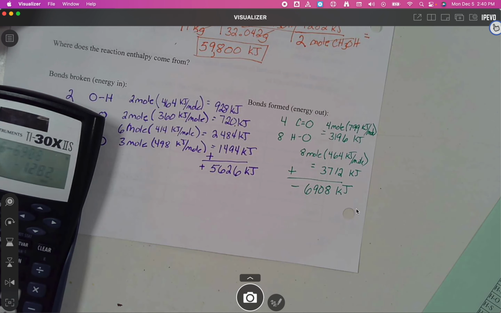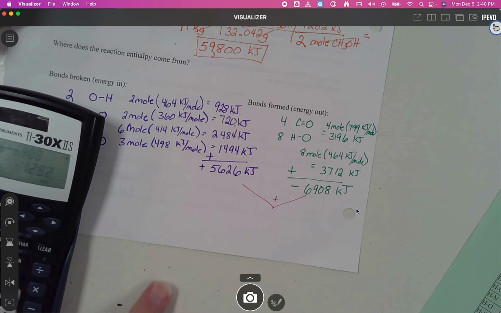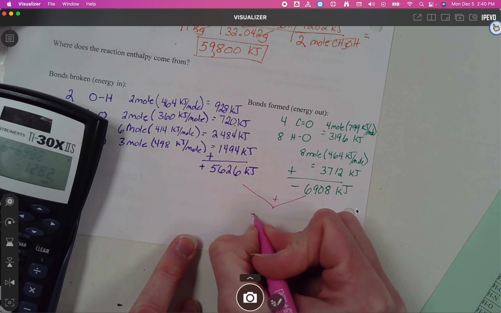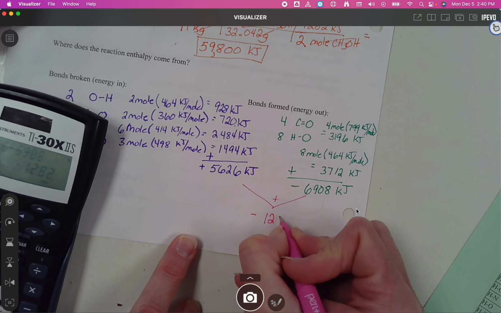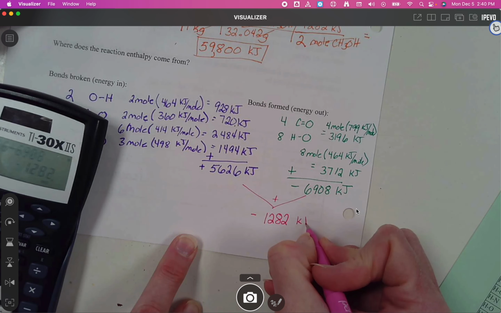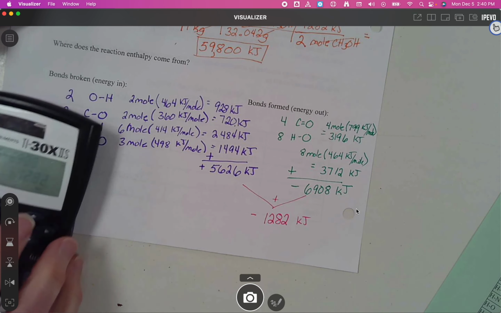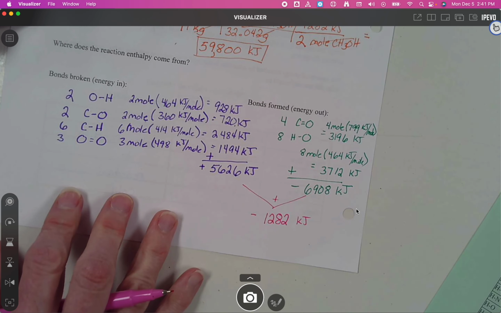And would you look at that? When I add the two pieces together, the positive number and the negative number, I get negative 1,282 kilojoules. Huh. That number looks familiar.